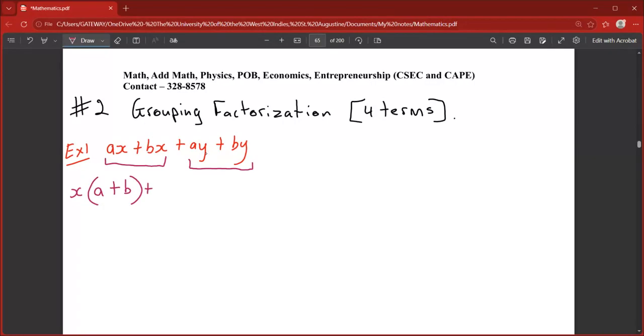So you say ay and by, what is common there? The letter y is common, open your bracket. You say ay divided by y is just a, put your plus sign. by divided by y is just b, close the bracket. So you're going to take out a plus b there, and we're going to put x plus y in our next bracket. And that is our answer there.